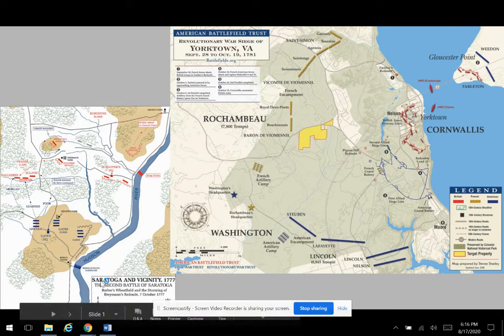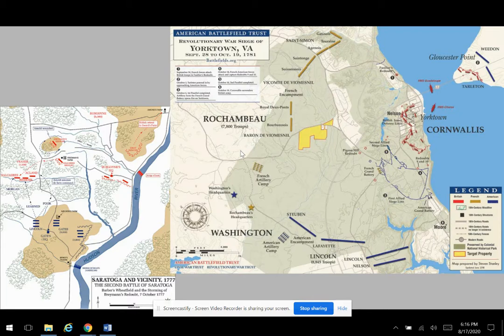And if you look at this map, you'll see in the box here that it says Saratoga and the vicinity in 1777, but then it gets more specific and it tells you the Second Battle of Saratoga. So both of these have a title, they tell you where they're taking place, and they give you some detail. They both tell you when these battles took place, or rather when these occurrences happened.